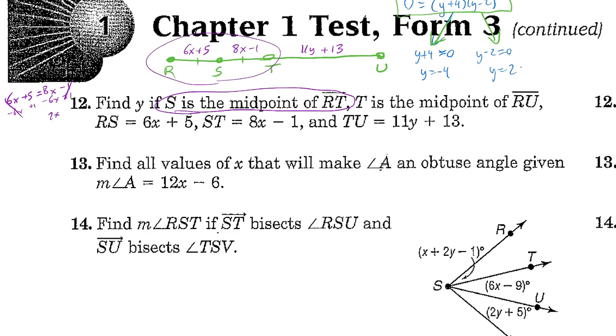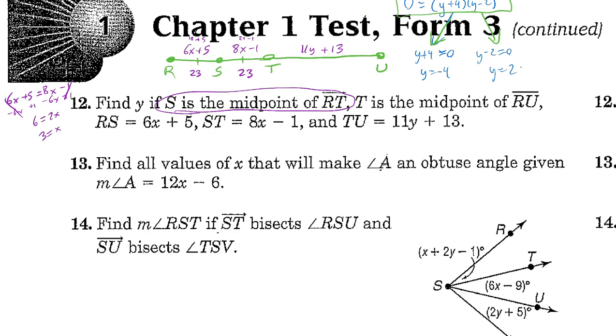So we get 2x equals 6. We divide, we get x equals 3. I'm going to plug it in just so I know. So that's 18 plus 5, so this is a 23. And then over here, plugging in 3, we get 24 minus 1, so that's a 23. Good, that checked out. Okay, whew, that worked. And then the next one says find y.